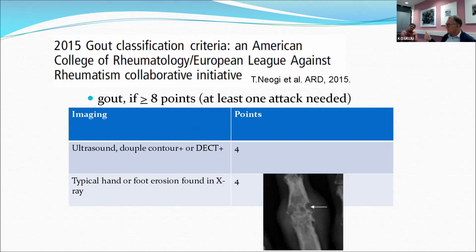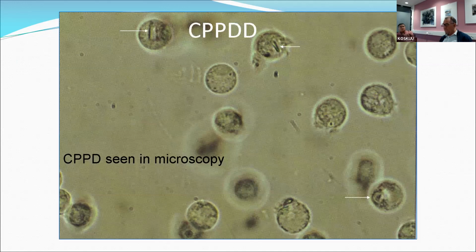Of course, you must have the anamnesis, and the case must fit with gout. So, but actually, according to this article, we don't have to necessarily take even aspiration if you see this. The case is closed. Case is clear if you see double contour and if you have even erosion and the case fits with gout. Now, words on CPPD.